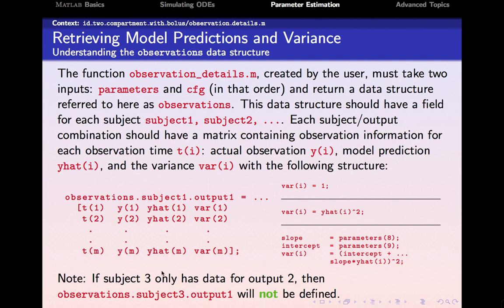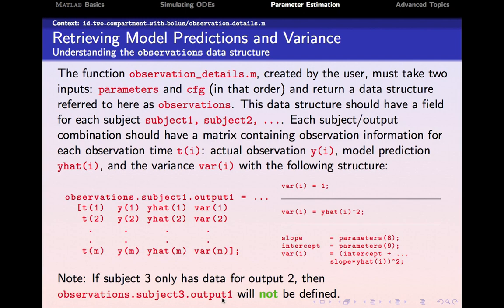Okay. So for example, if subject 3 only has data for output 2, then you don't need an output 1 field. You only need an output field for the outputs that are present for that individual subject. Okay, so we'll go through some examples of these, but this is basically it.